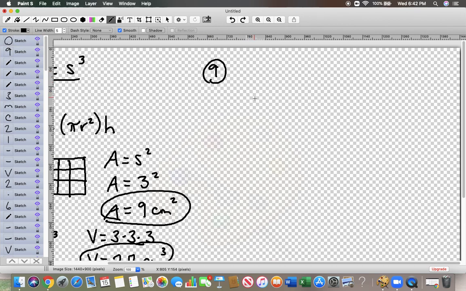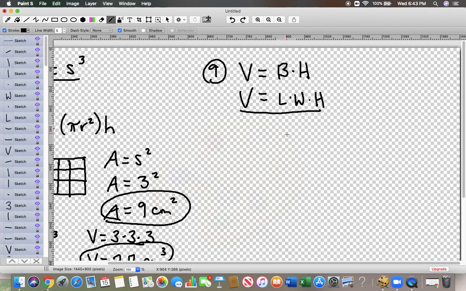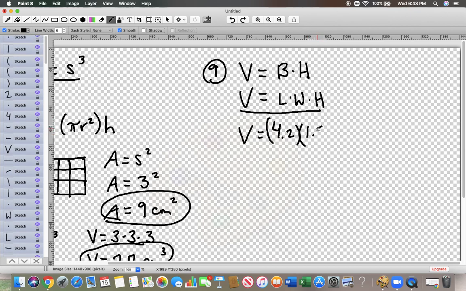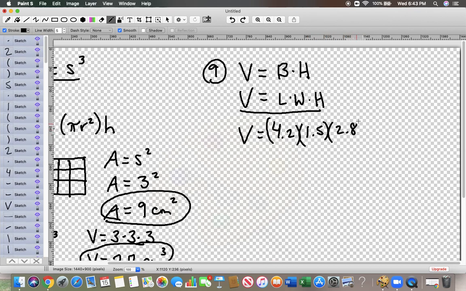Find the volume of the figure, round a decimal answer to the nearest tenth. So number 9, I have a rectangular prism. If I'm finding the volume of a rectangular prism, I'm going to use base times height, but this is the area of the base, and the base of a rectangular prism is a rectangle. Therefore, this is the formula I'm going to use for a rectangular prism, finding the volume. All right, let's plug in our values. What's the length? The length is 4.2. The width is 1.5. And the height is 2.8.